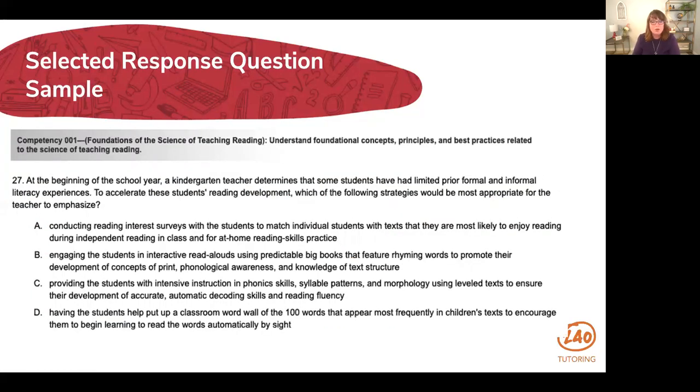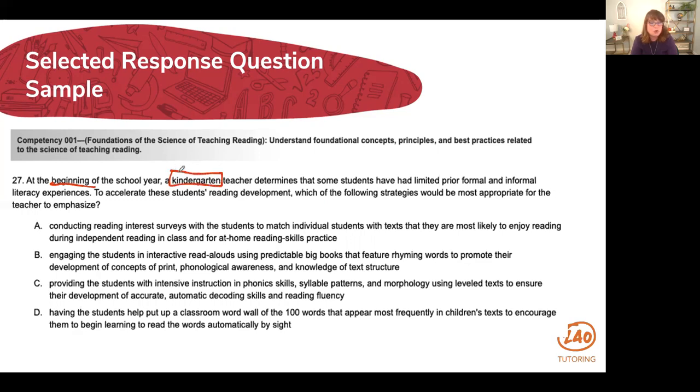This is also on competency 1. It says, at the beginning of the school year, a kindergarten teacher determines that some students have had limited prior formal and informal literacy experiences. So formal and informal. To accelerate these students' reading development, which of the following strategies would be most appropriate for the teacher to emphasize? So let's highlight some things in this question stem. It's the beginning of the school year in a kindergarten classroom. So two things to notice: beginning of the school year, kindergarten, okay?